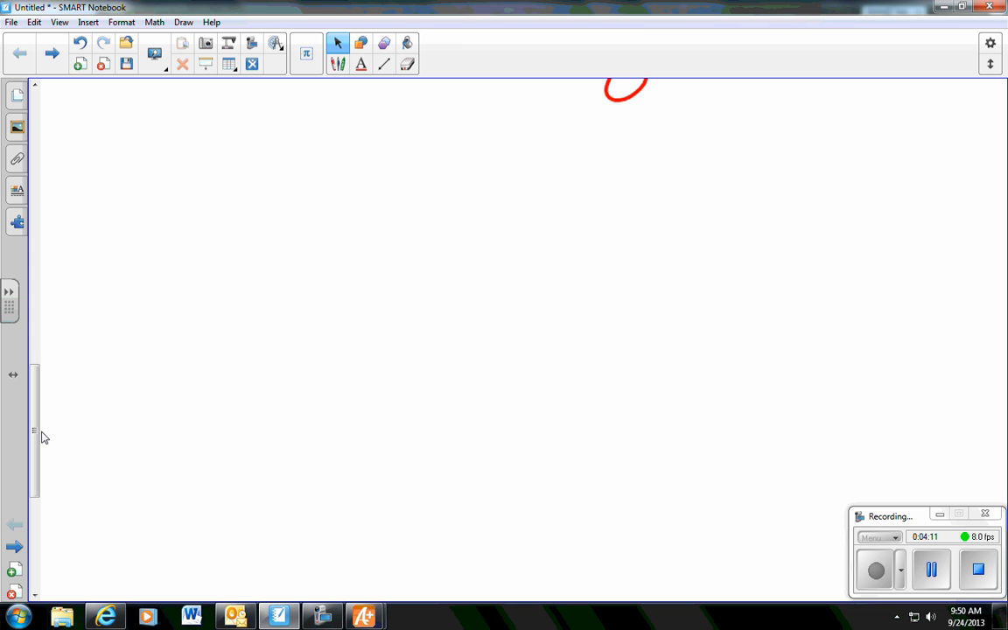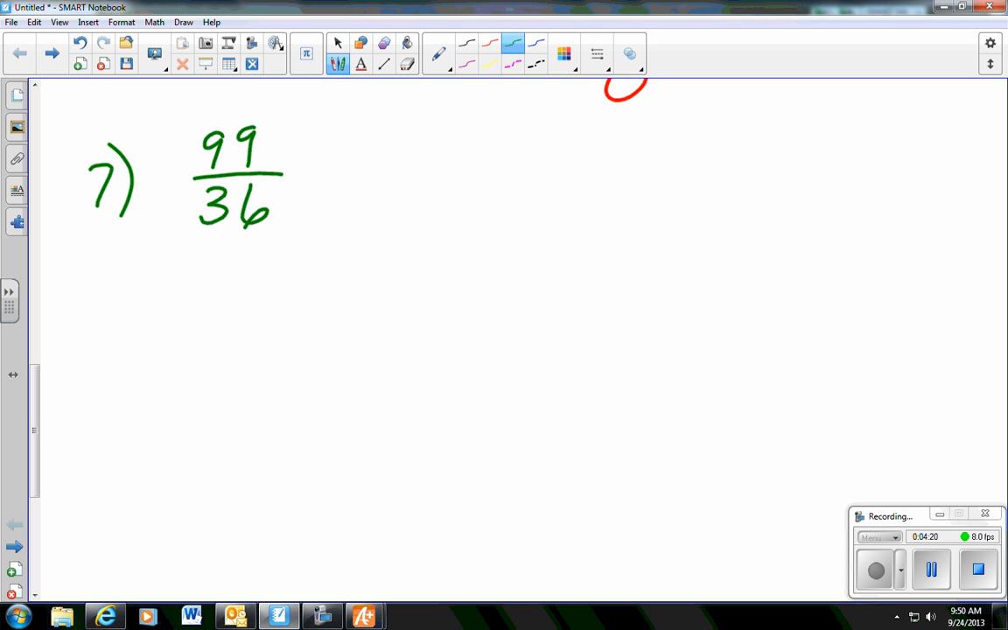Next one that we'll look at is number 7. In the directions, they give you 99/36, and they say to simplify it first and then use long division to make it a decimal, a terminating decimal. So if we look at this, both of these numbers are divisible by 9. So 99 divided by 9 is 11, and 36 divided by 9 is 4.